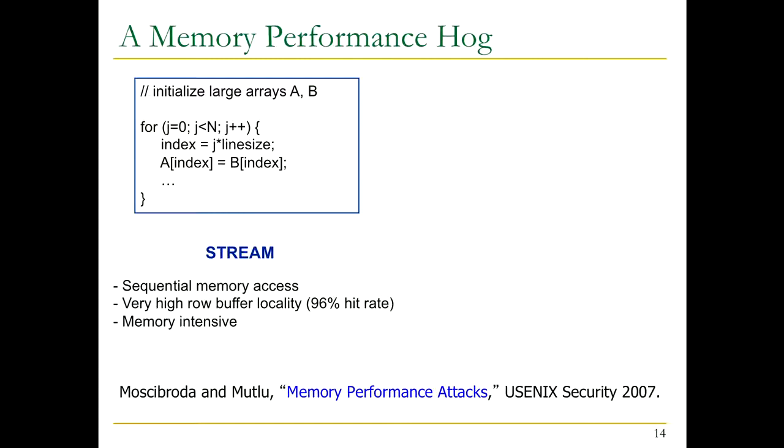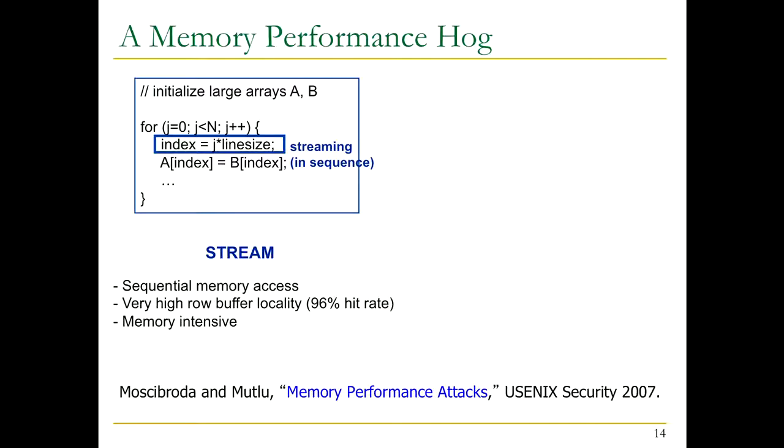Basically, this is a streaming application. Streaming means you always access sequential locations. You basically initialize two large arrays, A and B, and copy each element in B to the corresponding element in A in a sequential manner. And you do it forever. Let's say you pick a very large N over here, such that your caches are ineffective because you're never touching a location. So this is a streaming application.